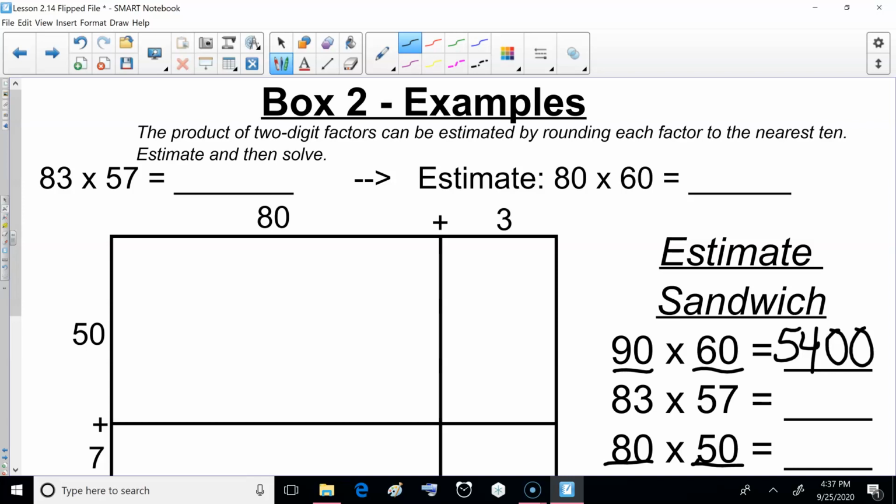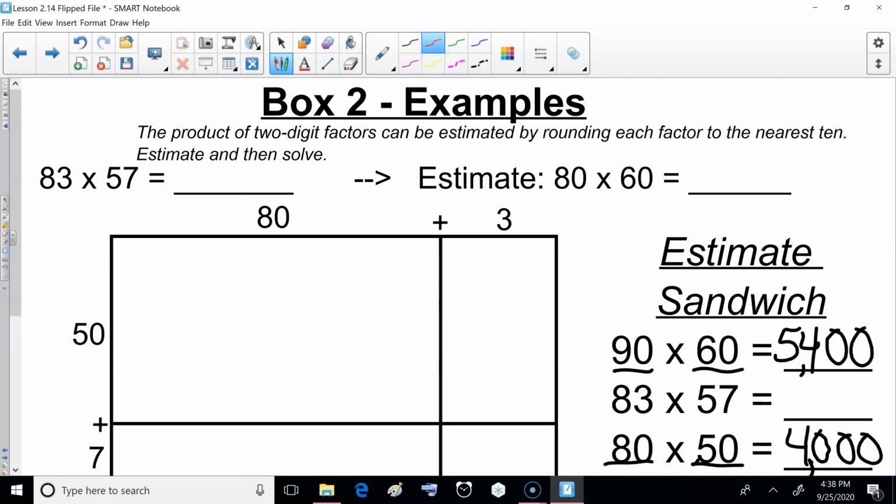On the bottom we have 10 times 10 for 100. Now 8 times 5 is 40. So we have 40 groups of 100, which would be 4,000. So we know our answer should be between 5,400 and 4,000.